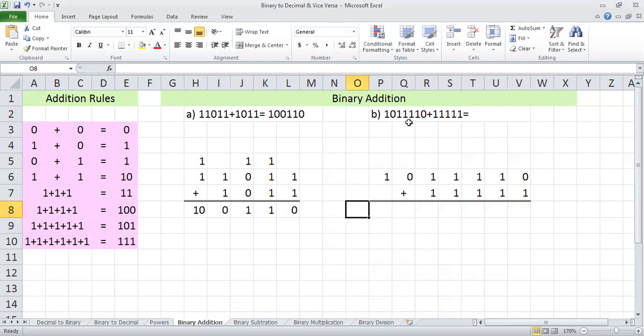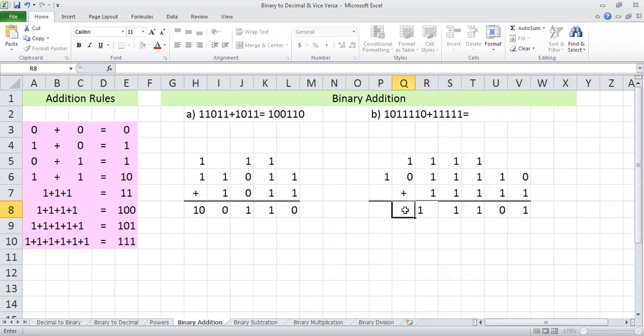Now let's do the B part. 0 plus 1 is 1. 1 plus 1 is 10. So 1 will be carried forward and 0 you will write here. 1 plus 1 plus 1 is 11. So 1 will be carried forward and 1 you will write here. 1 plus 1 plus 1 is 11 again, so 1 will be carried forward and 1 you will write here. Again, 1 plus 1 plus 1 is 11, so 1 will be carried forward and 1 you will write here.